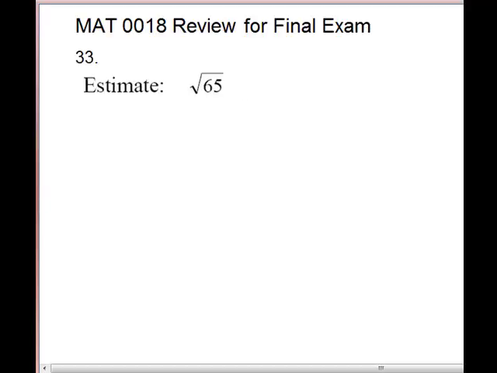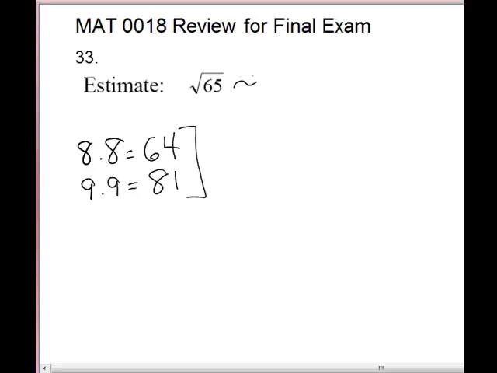Problem 33. We're going to estimate the square root of 65. 65 is not a perfect square, so we will just try to get around it. 8 times 8 is 64, so that's below it. 9 times 9 is 81. So we're much closer to the 64. So I'm going to get very close to 8. So I'm going to say this is approximately 8.1.